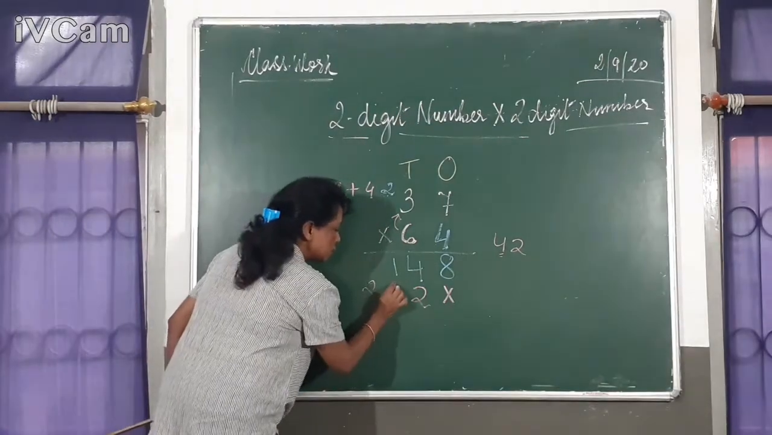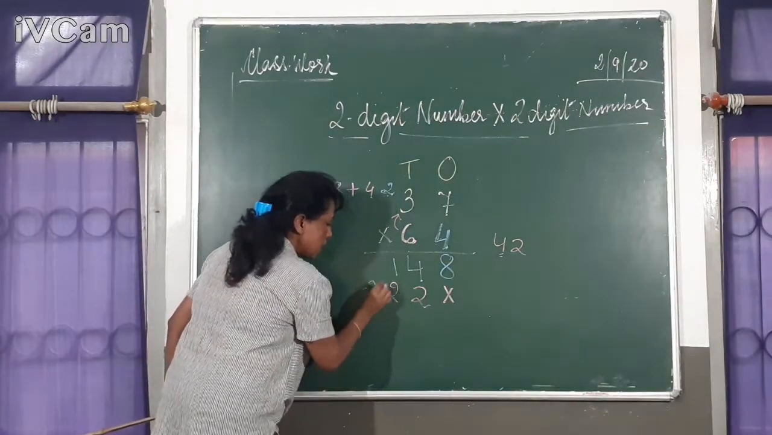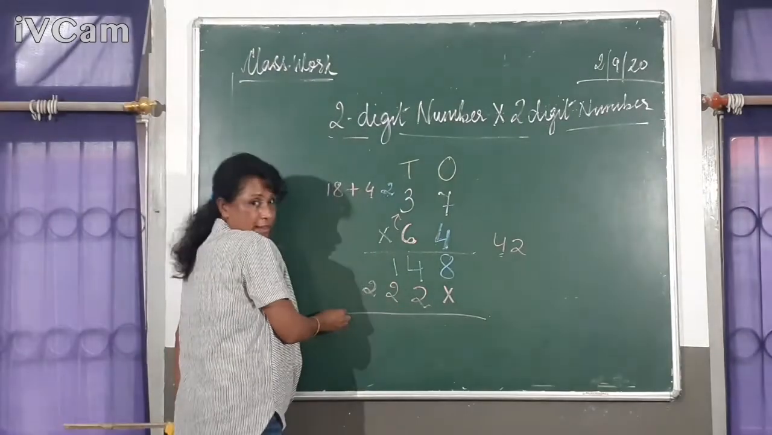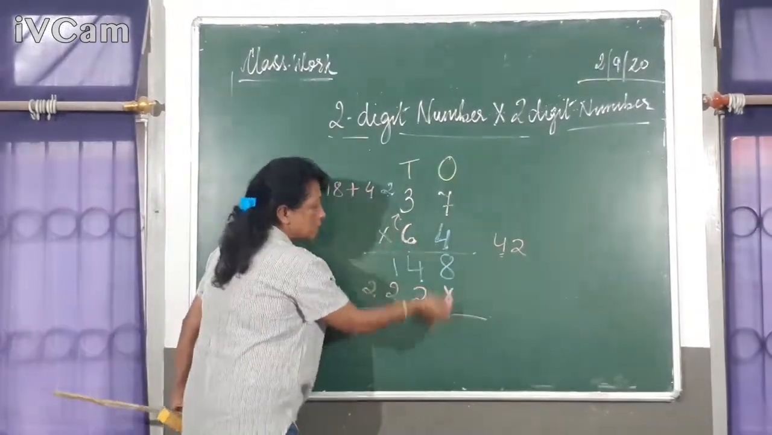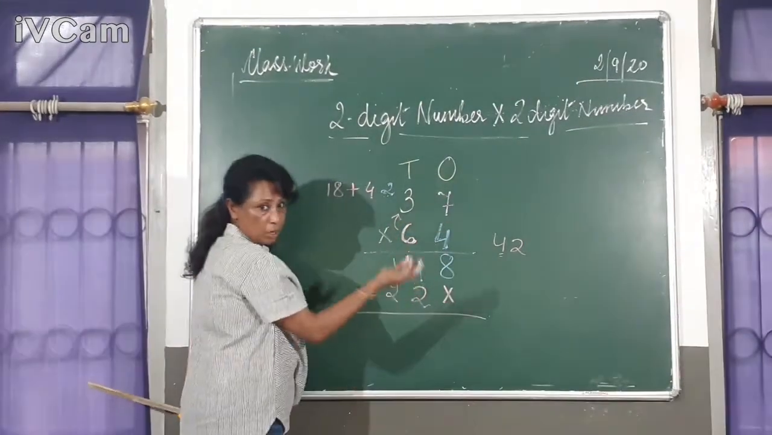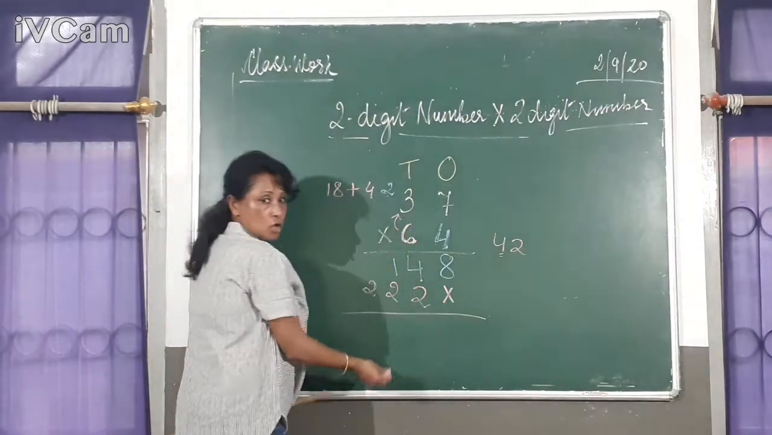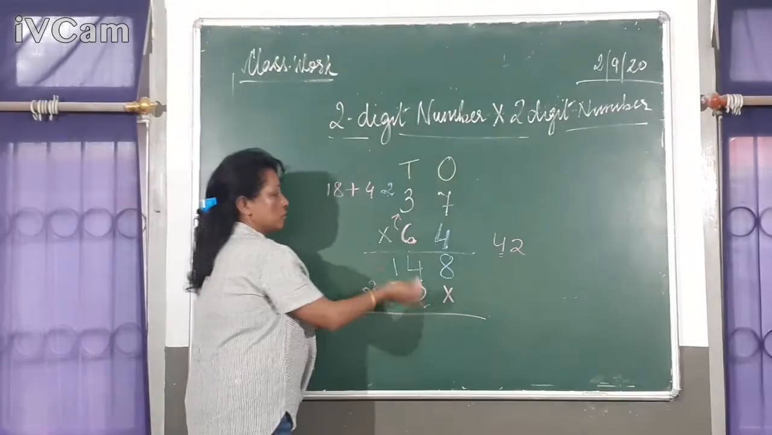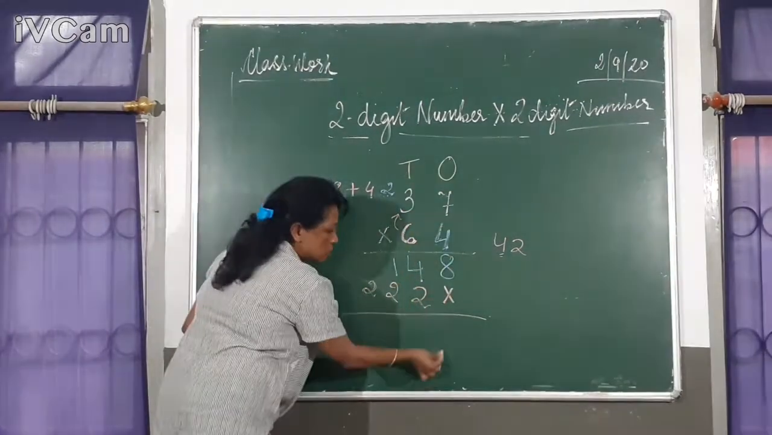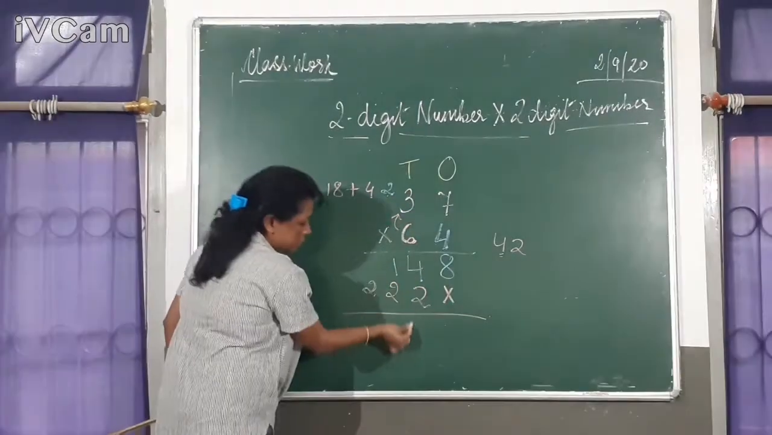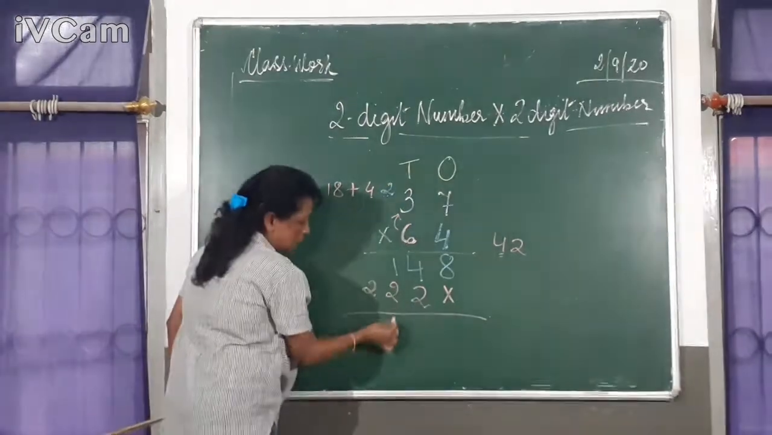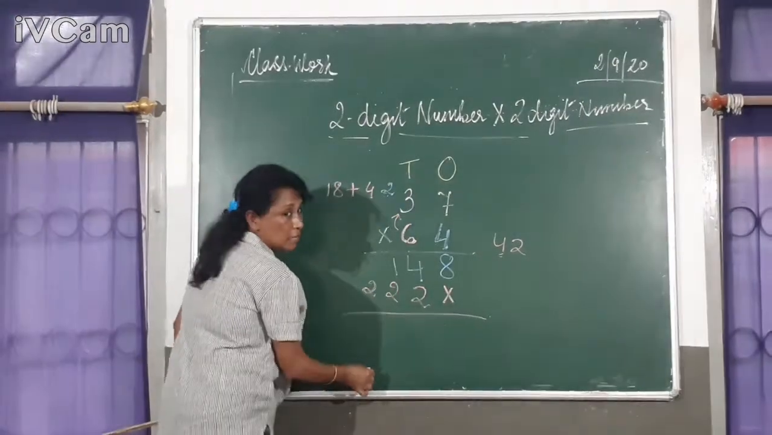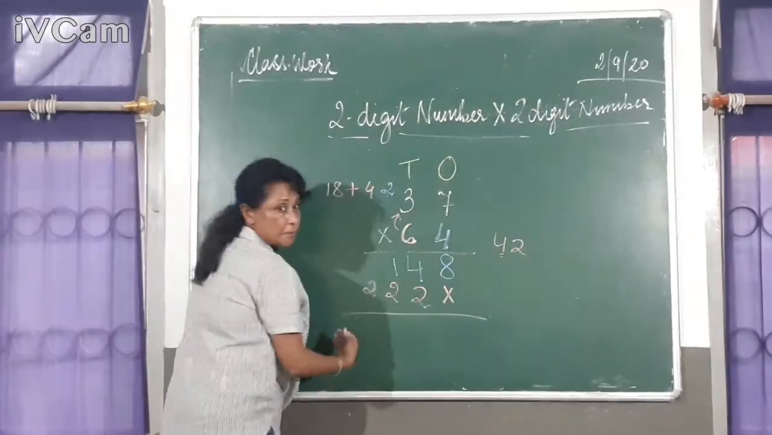So 22. And children, make sure you draw a straight line, and make sure all the numbers are one below the other in a straight line. Don't mix the numbers here and there, or it will be difficult for you to add later on. The first number is under ones, the second number is under tens, the third number is under 100, and the fourth number is under 1000. Make sure you keep a gap.